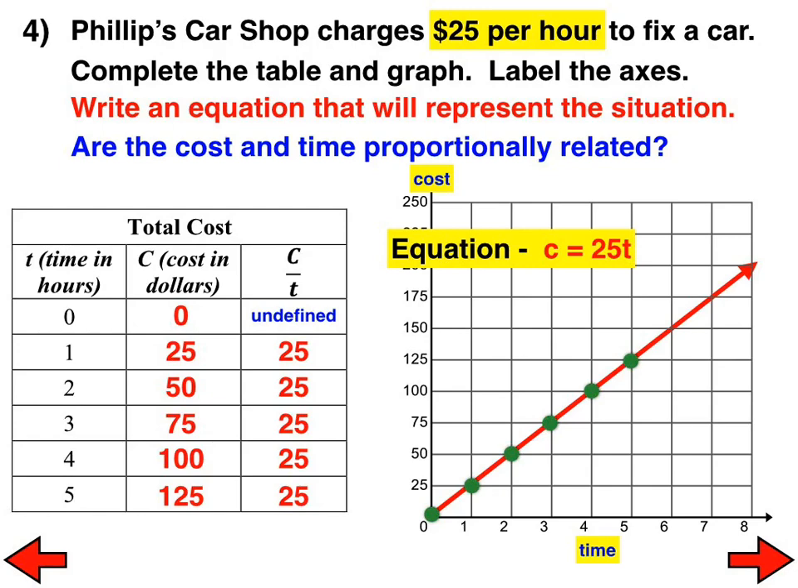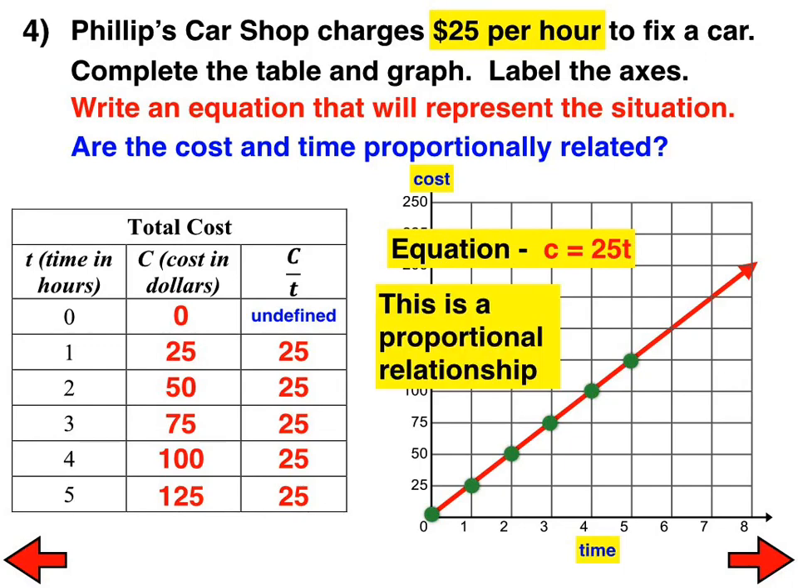The second question is, are the cost and the time proportionally related? Another way of saying that is, is this a proportional relationship? Yes or no? Yes. The ratios of c over t are all equivalent. The graph is linear, and it goes through the origin. Everything matches up perfectly there.